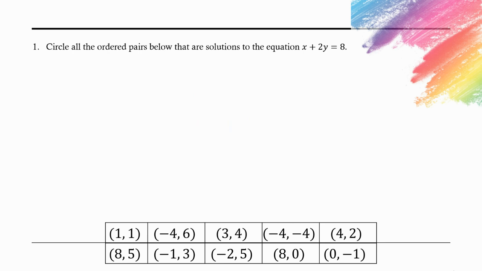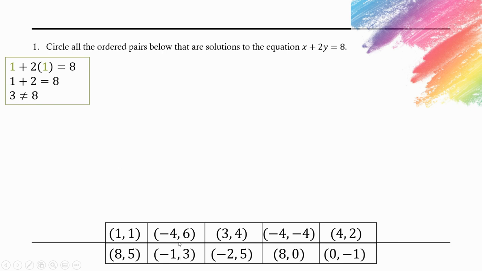For number one, it says circle all the ordered pairs below that are solutions to the equation x plus 2y equals 8. So a solution is something that when we substitute it in, we get a true statement. So we're going to start by testing 1, 1. So when I put 1 in for x and 1 in for y, we'll have 1 plus 2 times 1. 2 times 1 gives us 2. 1 plus 2 gives us 3. That does not give us a true statement.